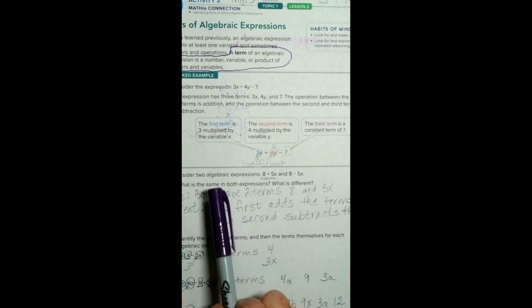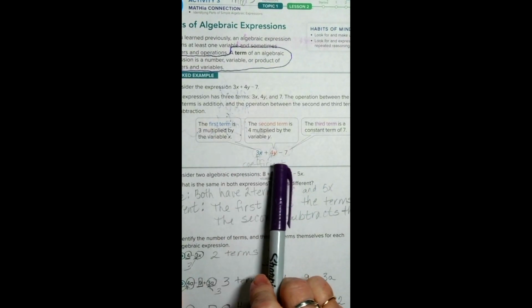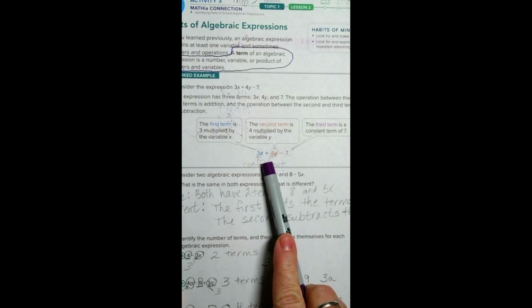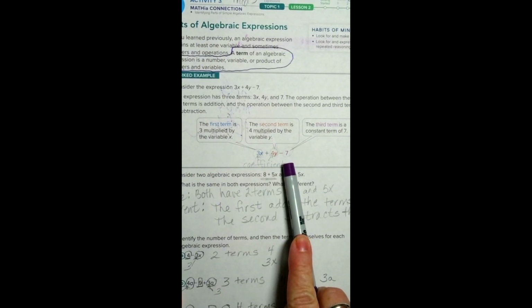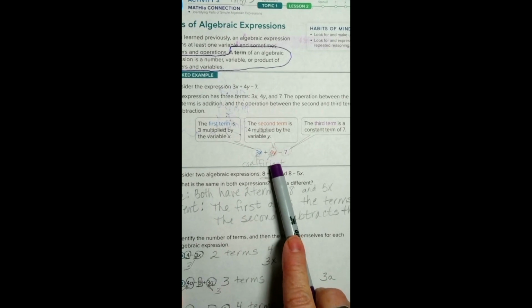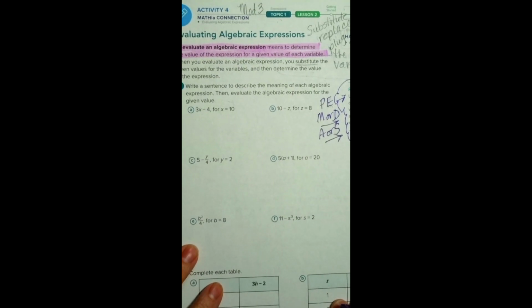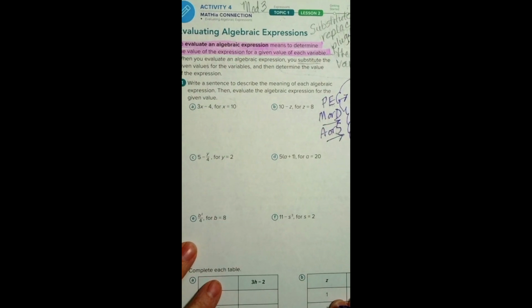Quick review of that. We talked about the parts of an expression being called terms. The terms are separated by the addition and the subtraction sign. 3x is one term, 4y is one term, minus 7 is one term. The number in front of the variable is called the coefficient. Okay, so our directions say write a sentence to describe the meaning of each algebraic expression, then evaluate the algebraic expression for the given value.